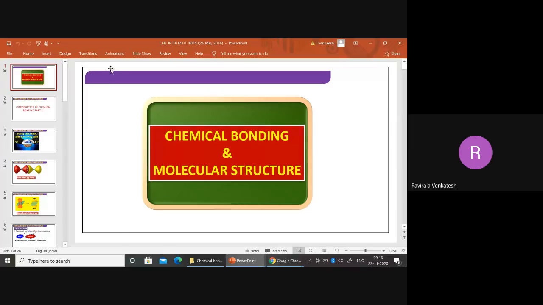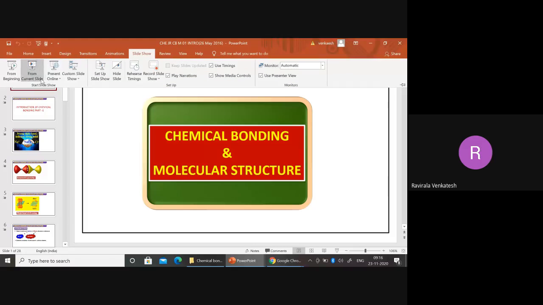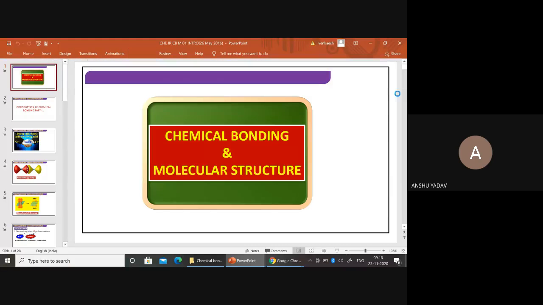Screen is visible to everyone, no? Yes, sir. Now let me see what is the chemical bonding, how it is actually represented, and what is the objective of this chapter. Everything we see now.